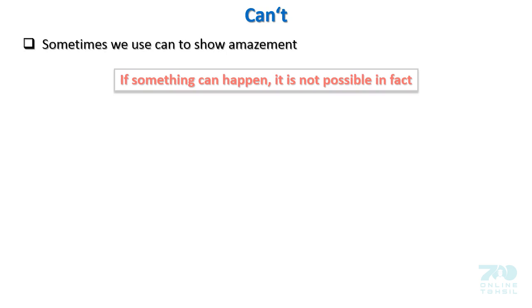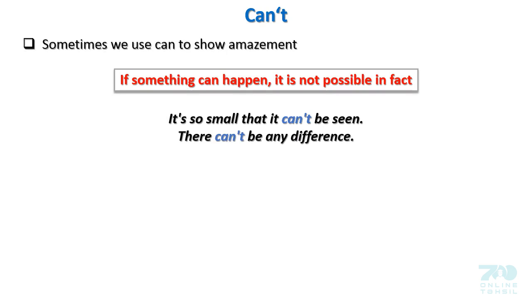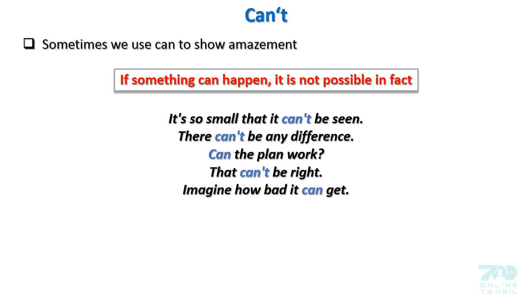Can't. Sometimes we use can't to show amazement. 1. If something can't happen, it's not possible in fact. It's so small that it can't be seen. There can't be any difference. Can the plan work? They can't be right. Imagine how bad it can get.